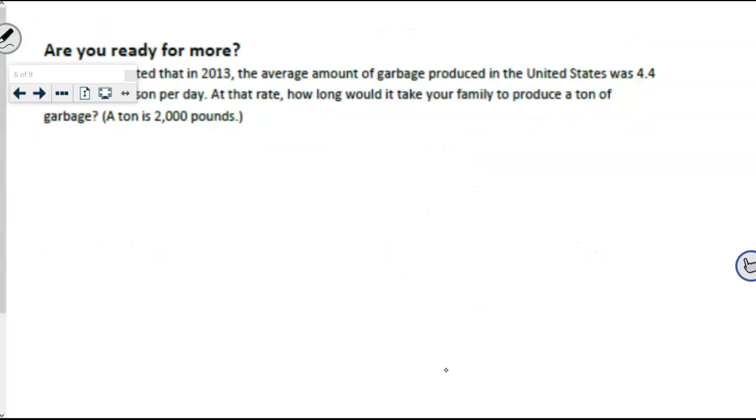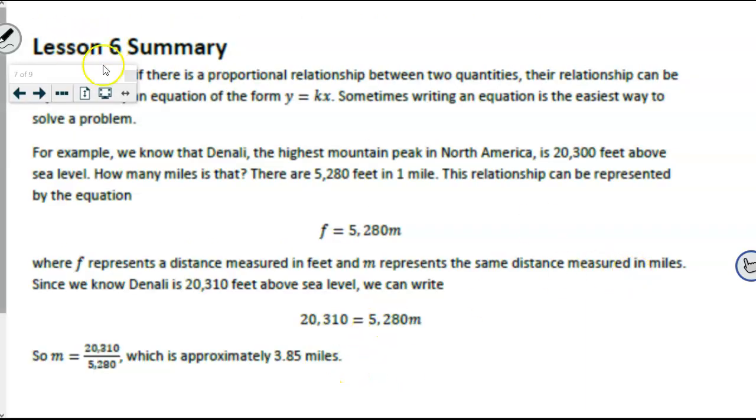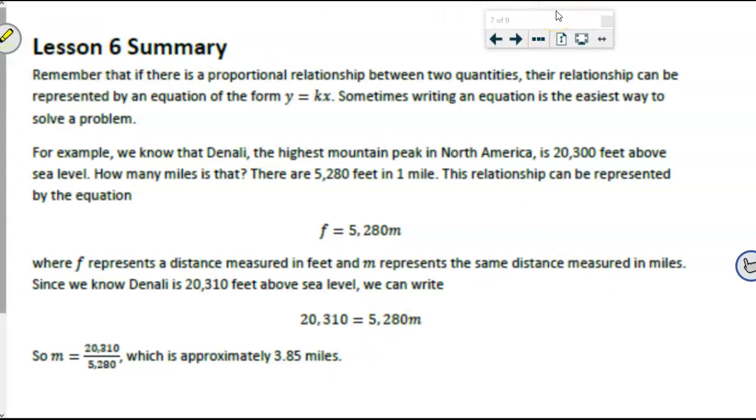Okay. We're going to skip the Are you ready for more? Let's do our lesson summary so we can be done and get out of here. Remember that if there is a proportional relationship between two quantities, the relationship can be represented by an equation of the form y equals kx. Sometimes writing an equation is the easiest way to solve a problem.